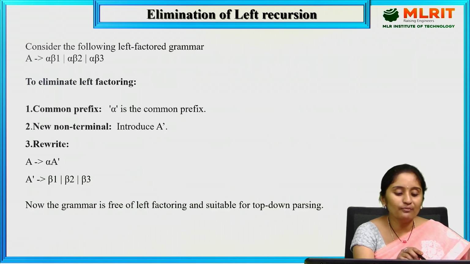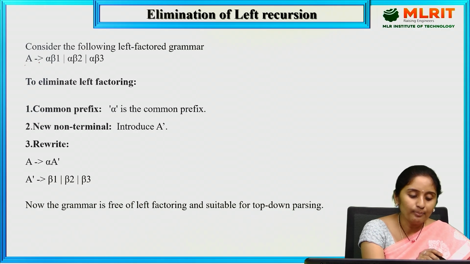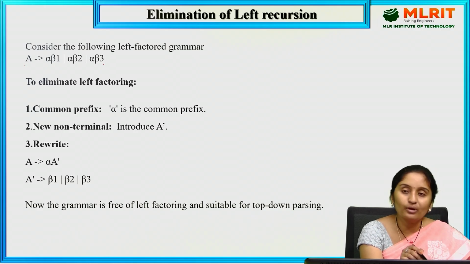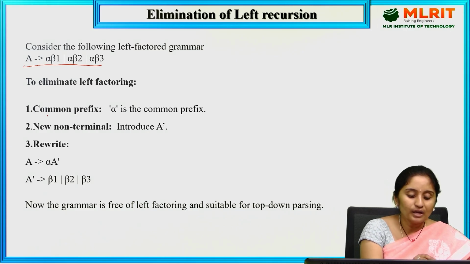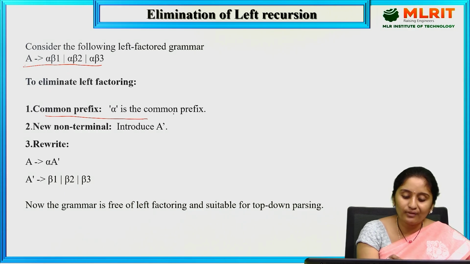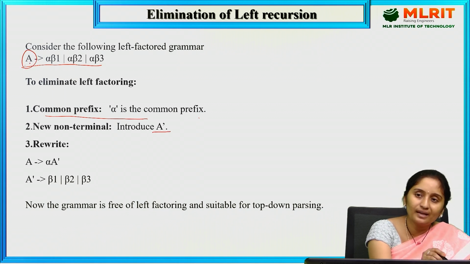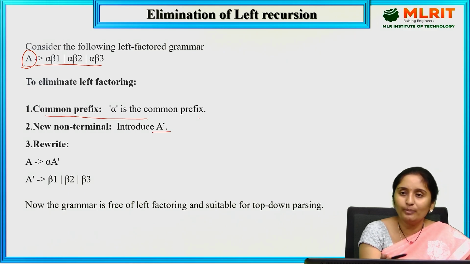Consider the following left factored grammar. A produces alpha beta 1, alpha beta 2, alpha beta 3. If the production is in this form, alpha is the common prefix, and beta 1, beta 2 are some productions. The common prefix we have identified is alpha, and the new non-terminal which I am going to produce is A dash. Simply, we produce the new non-terminal from the start symbol. If I have A, I will produce A dash. If it is E, we will produce E dash. If it is S, we will produce S dash.